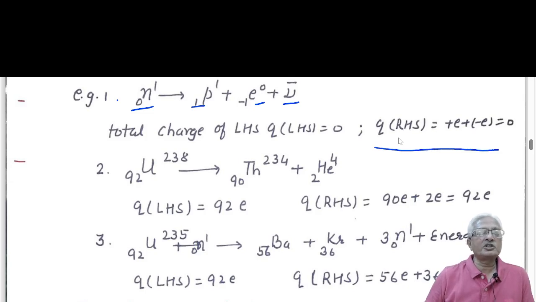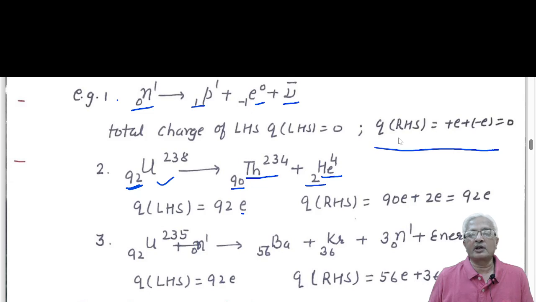Another example in which uranium-238 decays into thorium-234 and helium-4. What is the total charge on the left hand side? 92 times the electronic charge. What is the total charge on the right hand side? 90 times the electronic charge and 2 times the electronic charge, making it once again 92 times electronic charge. Since the total charge on the left hand side and the right hand side are equal, so what does physics say? Such a process is physically possible.